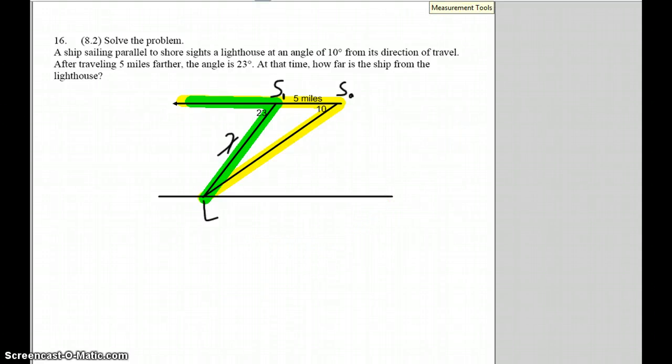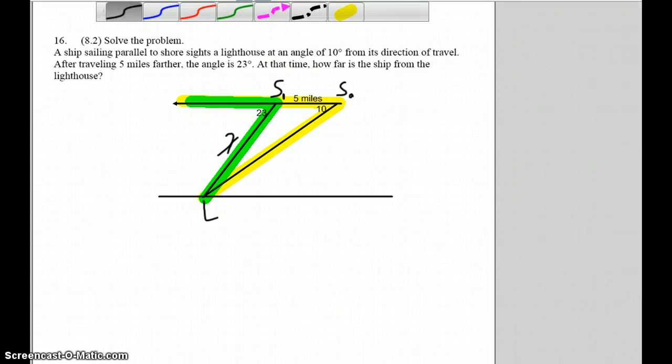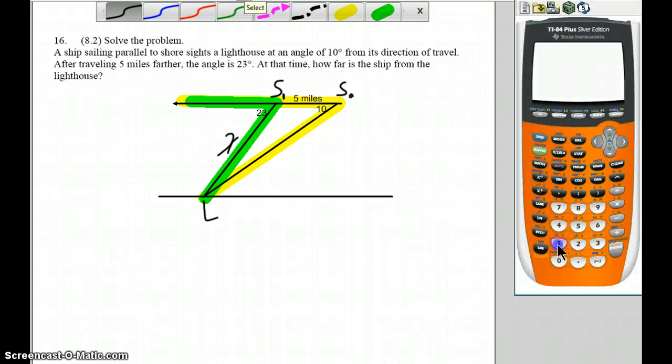A few things that we need to do first is to calculate the angles that we're missing. We need to calculate the angle that's a supplement to 23 degrees, and we calculate that angle by subtracting 180 degrees minus 23, so that gives us 157 degrees. That's the measure of that angle.